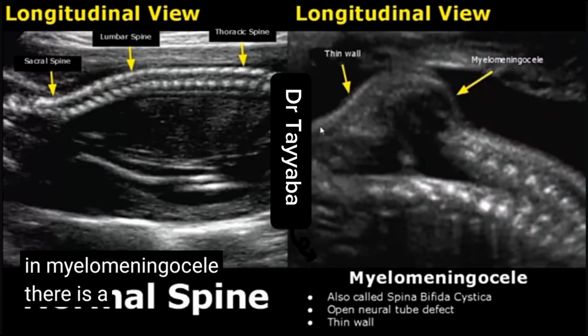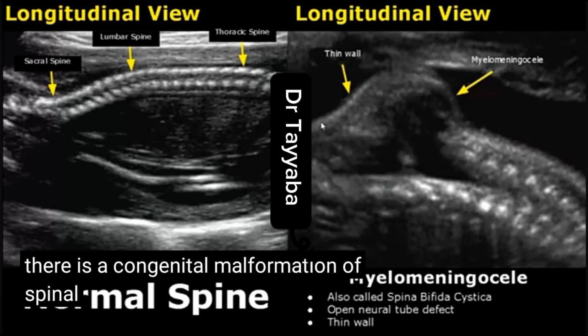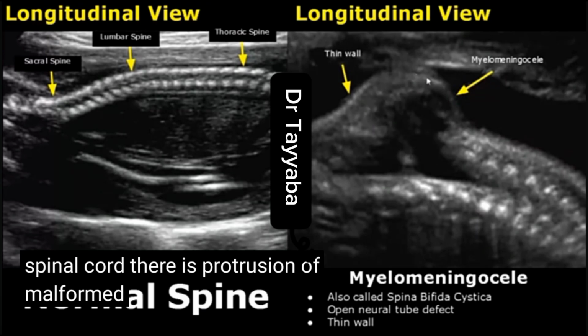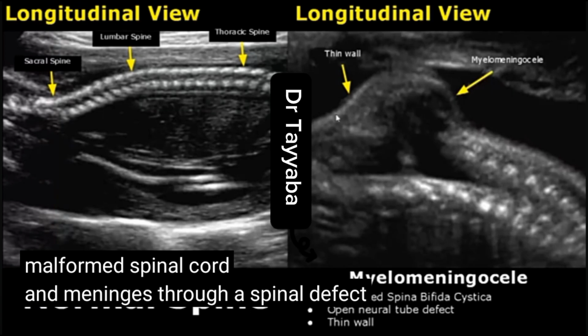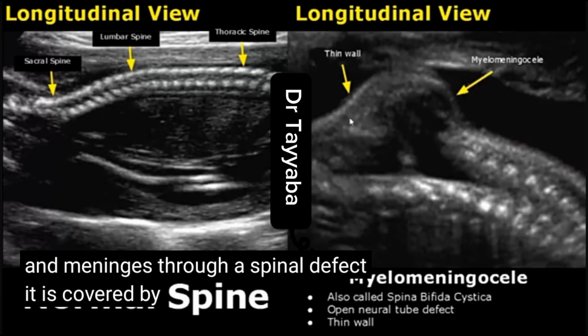In myelomeningocele, there is a congenital malformation of the spinal cord. Here is protrusion of the malformed spinal cord and meninges through a spinal defect. It is covered by a thin wall.